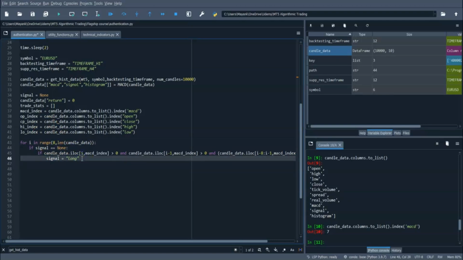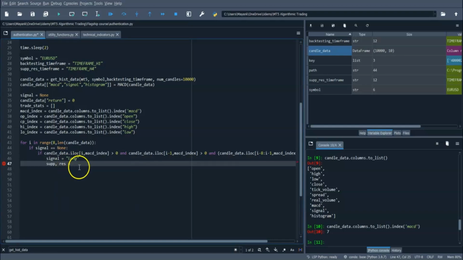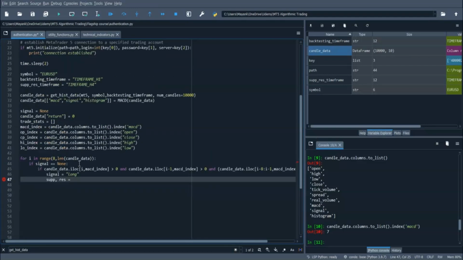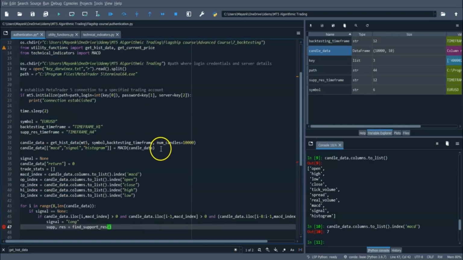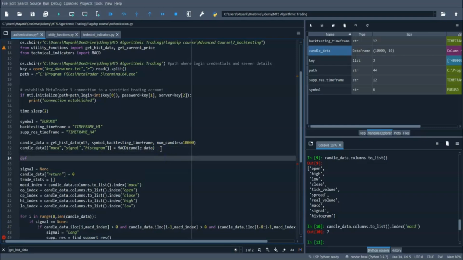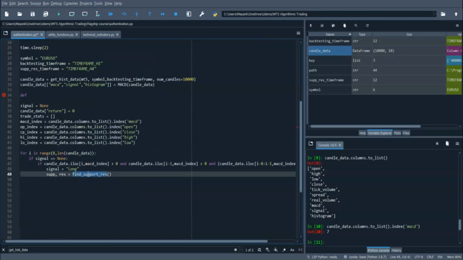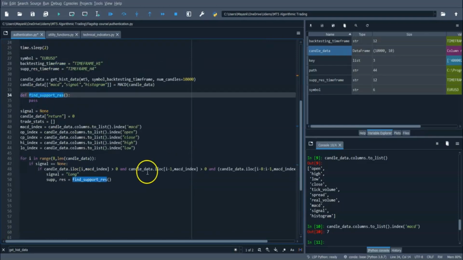Now, once we have identified that we'll go long, we will calculate the support and resistance at that candle. So for that candle, what was the support and resistance? For that, we'll have to come up with a function, which we'll do later. But let us say that it will be called find_support_resistance, and then we'll provide some values. Let me create a placeholder for that function. Define find_support_resistance. Let us just create a placeholder.